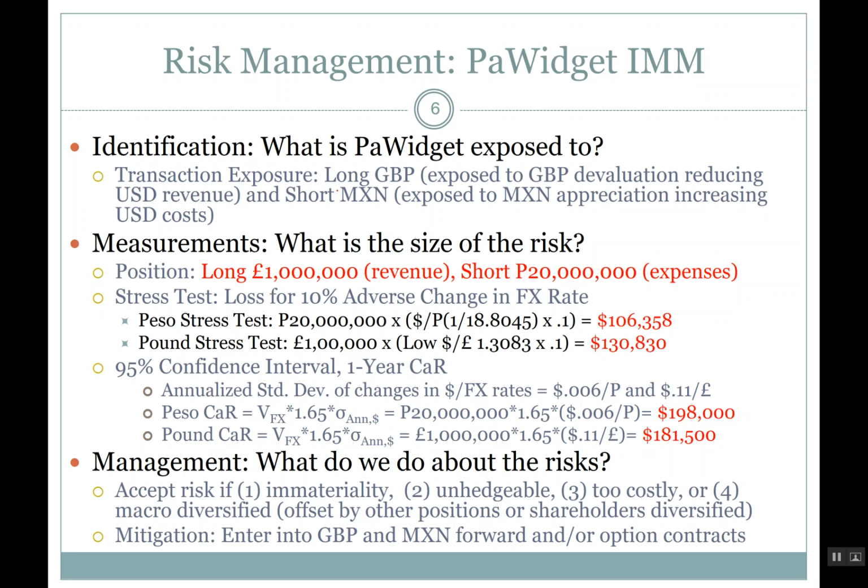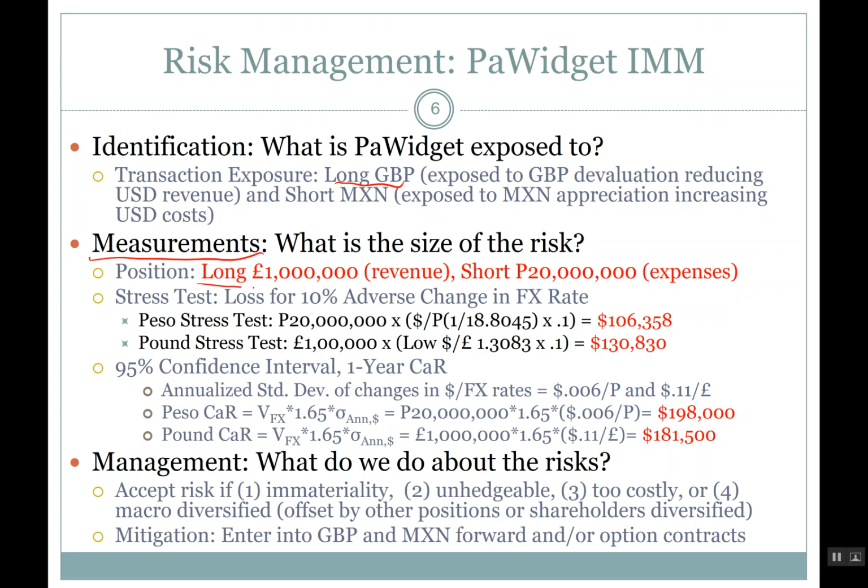All right, so what are they exposed to? Well, they're going to pay pesos, so they're exposed to an appreciation of the peso. They're going to receive pounds, so they're exposed to a depreciation of the pound. That's their basic risk identification. They're exposed to an appreciation of the peso and a depreciation of the pound. You good? All right, let's talk about measurement.